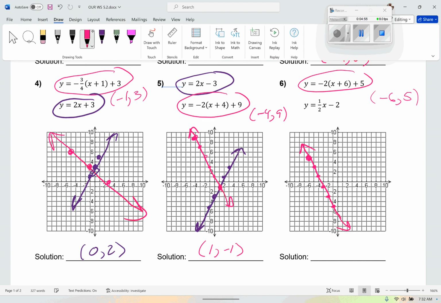This has a y-intercept of negative 2. We have a slope of 1/2, so I can go up 1, right 2. But I can also go down 1, left 2. Now I can see where it crosses. It's crossing at (-2, -3). There's your solution.